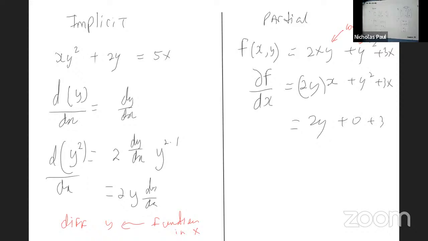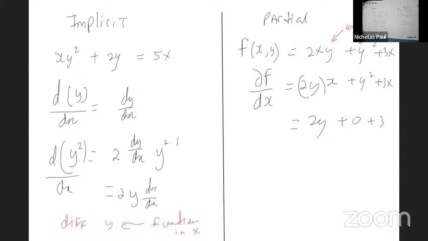Okay? So basically, what I'm trying to hit home here is that when you're differentiating implicitly, y is a function in terms of x. When you're differentiating partially, x or y will be a constant. They are never both variables. One is a constant, one is a variable. Okay? So that's the difference between both of them.